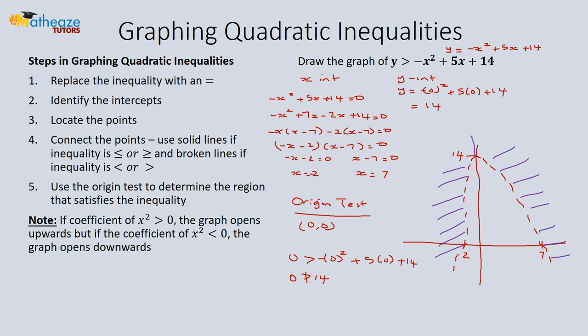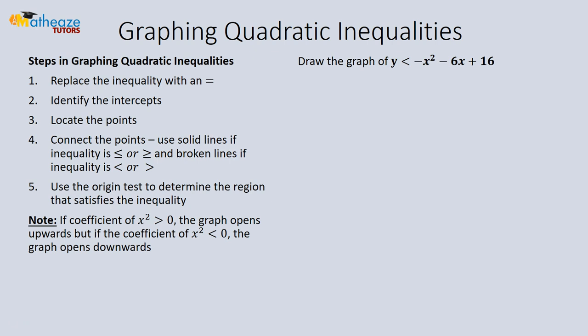Now we look at one final example. In this example, we're going to draw another graph right here. And we're going to start off by saying y equal to negative x squared minus 6x plus 16. So x-intercept, y-intercept. So y equal to negative 0 squared minus 6 times 0 plus 16. So y is 16.